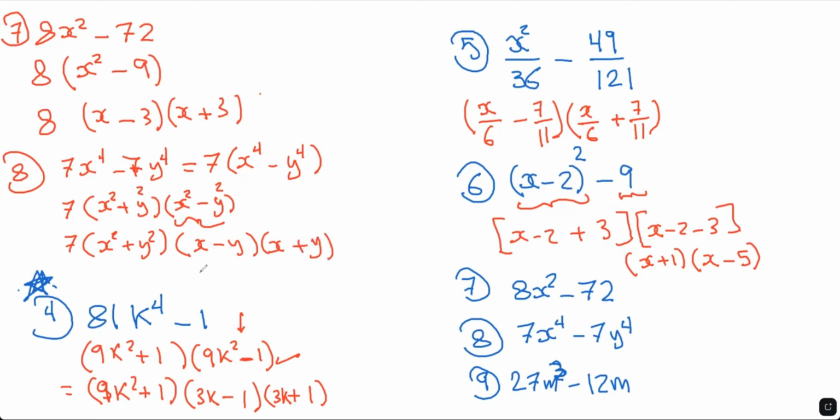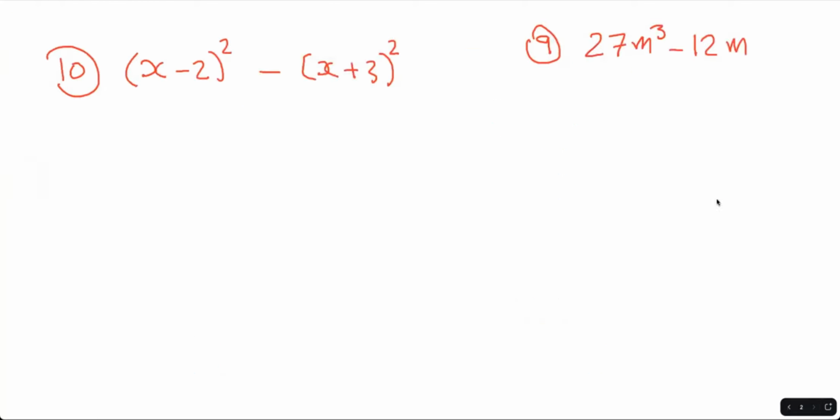And now the last one here, 27m cubed minus 12m, I'm just going to move it to a different page. So there, number 9, I added number 10 to that. You have 27m cubed minus 12m. As you see, none of these terms are perfect squares. But what do you notice here?